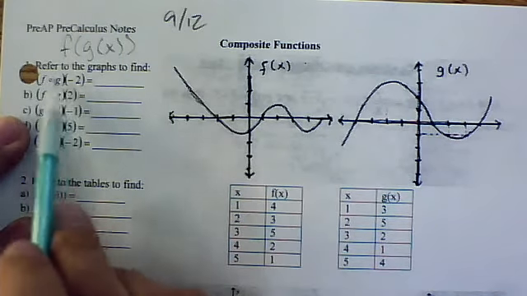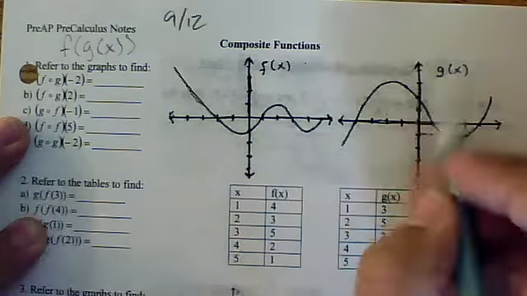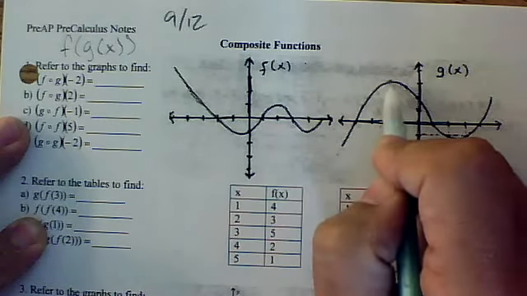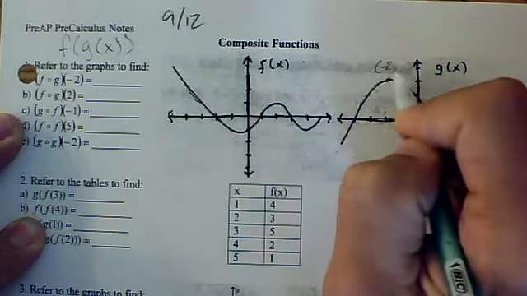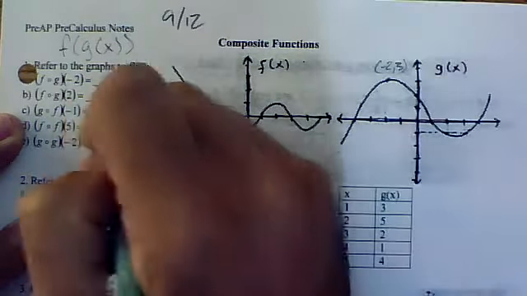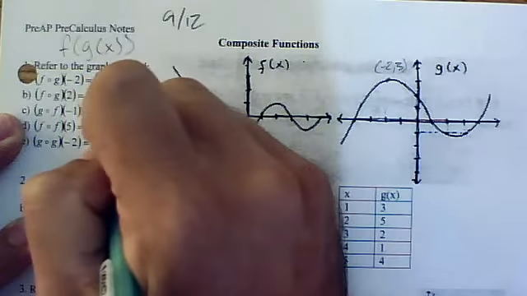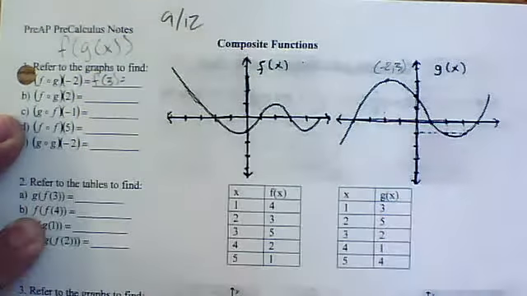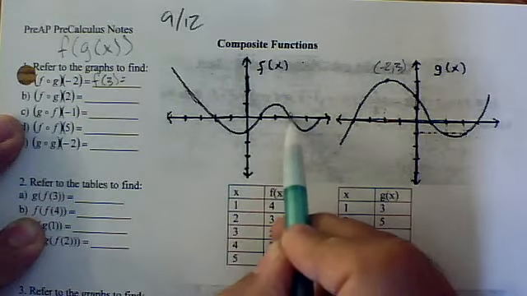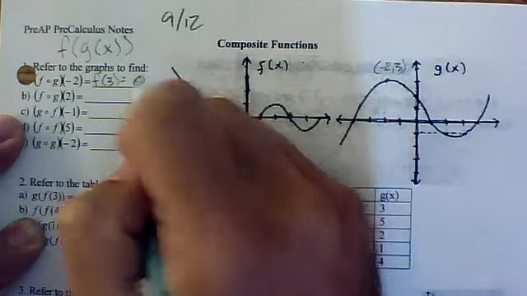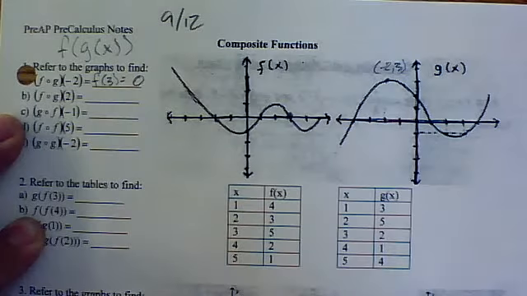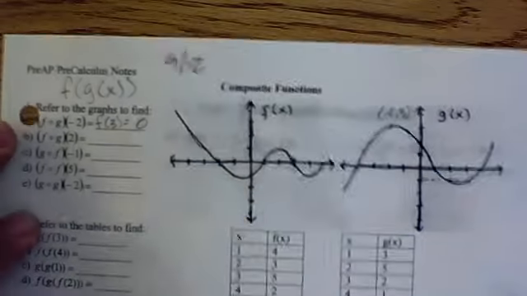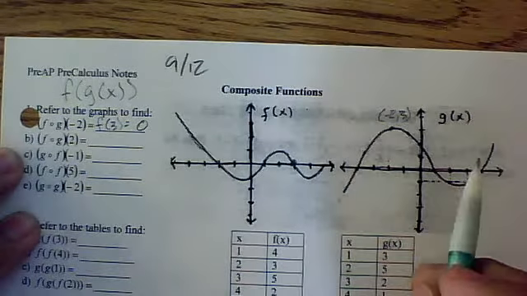So here we're going to do the same thing. We're going to find g of negative 2, which is a positive 3. And then I'm going to find f of 3, and I get 0. So my final answer is 0. Okay? A good illustration might look like this.